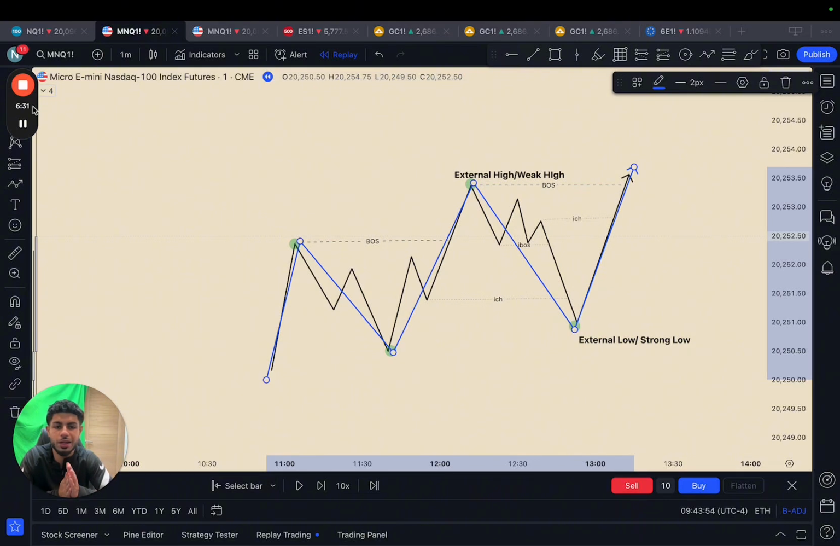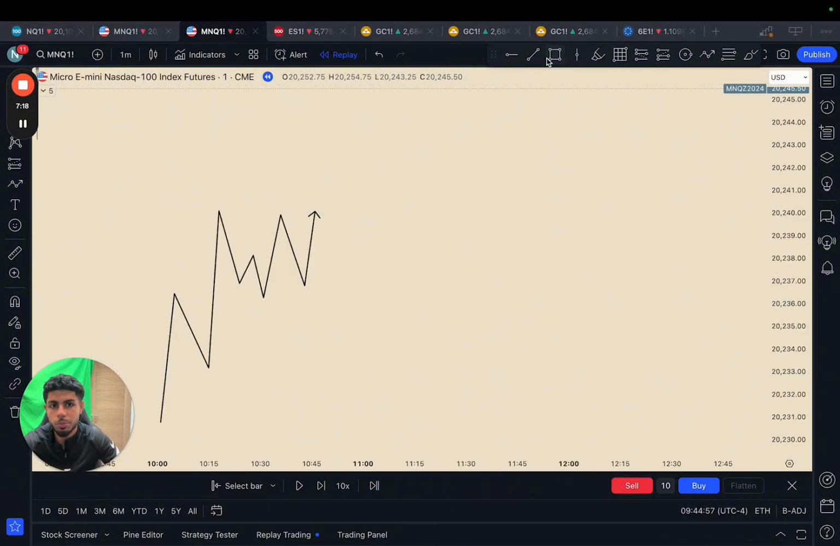So that's cool, but now let's get into exactly where we want to take a trade from and how we look for a trade entry.